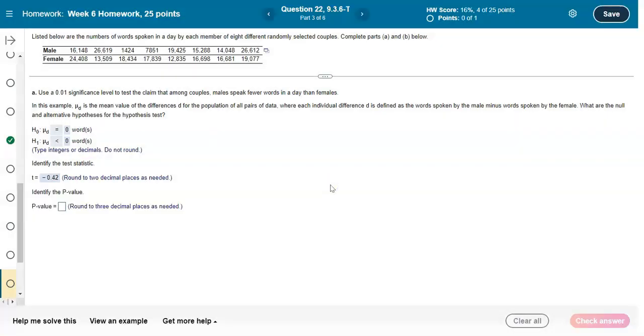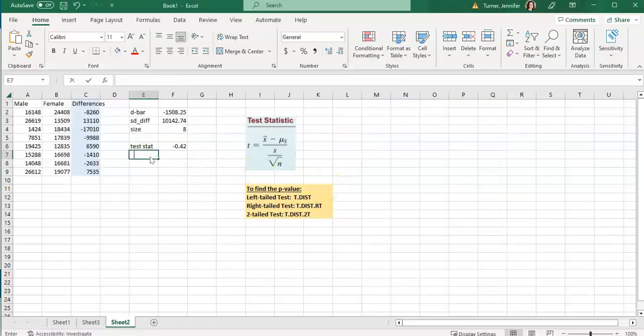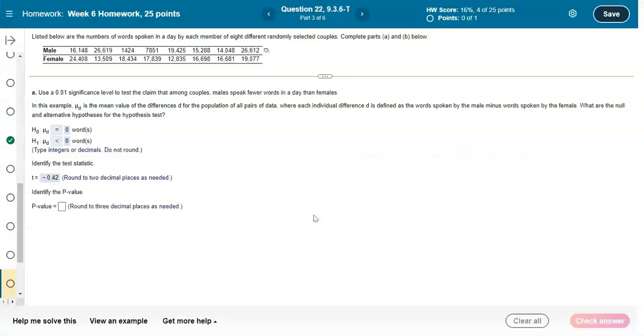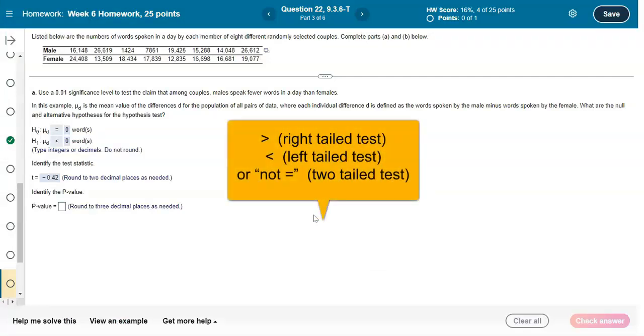Now we need the p-value. So the p-value is going to be found based on if we have a left, right, or two-tailed test. If we have a left-tailed test, we're going to use the T.DIST function. If we have a right-tailed test, the T.DIST.RT, right, function. And if we have a two-tailed test, it'll be T.DIST.2T. So we know what kind of test we have by looking at our alternative hypothesis.